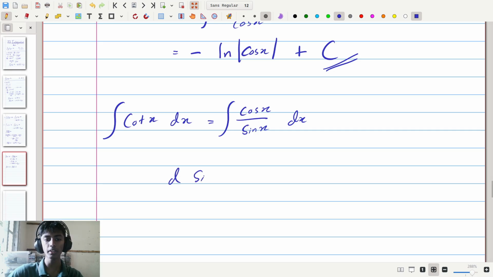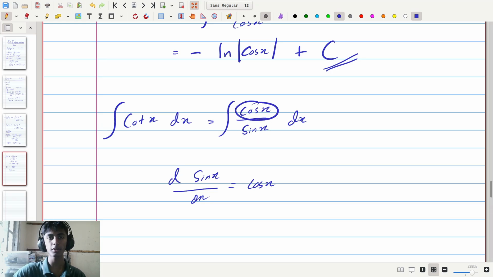Since we know that the derivative of sin x with respect to x is equal to the cosine of x, over here we already have the form of a function's derivative divided by the original function. If the original function is sin of x, then cosine of x is the derivative of sin of x. Therefore we have the derivative of sin of x divided by sin of x.